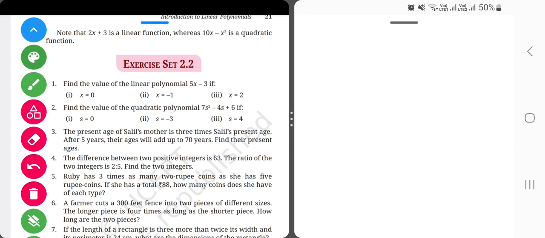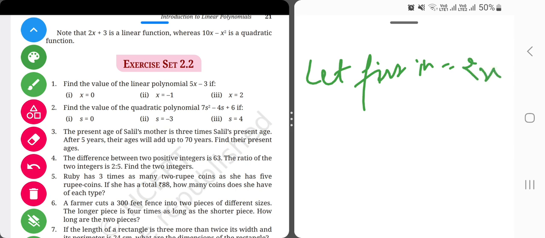They are saying that we are having two positive integers, and their difference is 63. So we will assume that the first integer is 2x, and the second integer is equal to 5x.